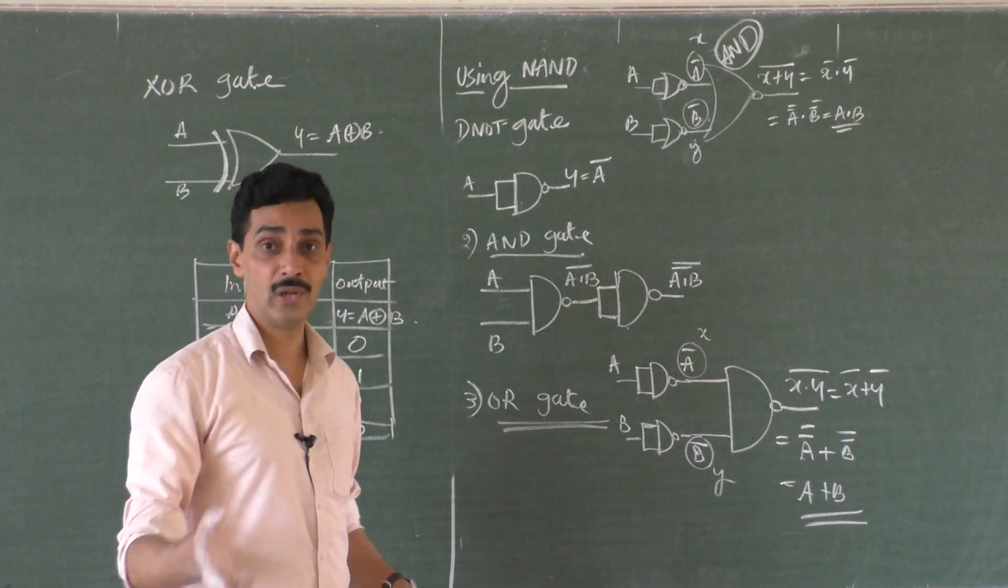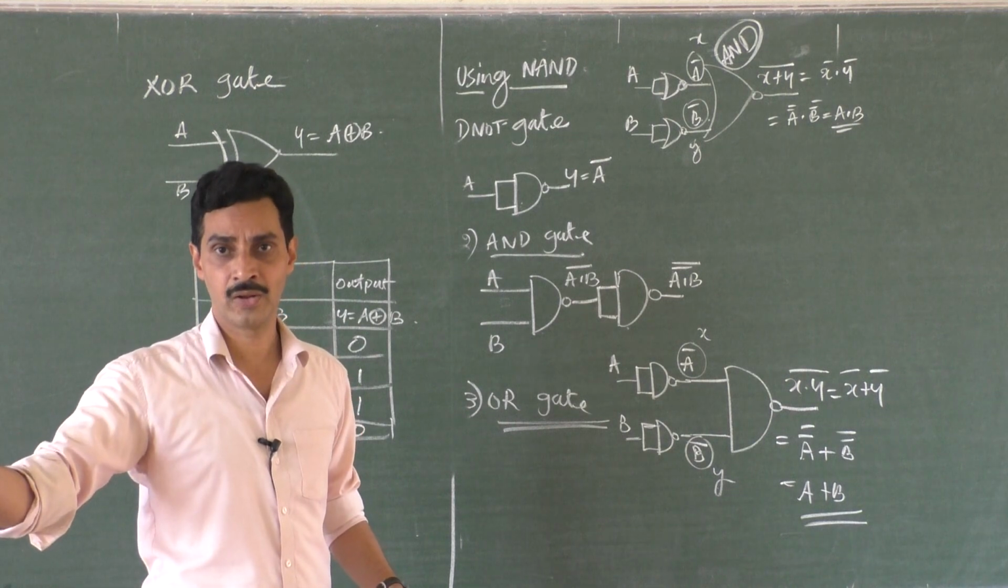If you know OR, you can write NOR. If you know NOR, you can construct another AND or NOT gate. So like that.